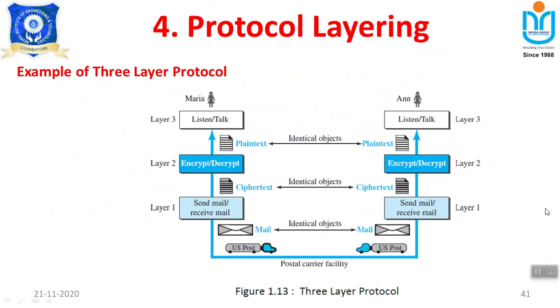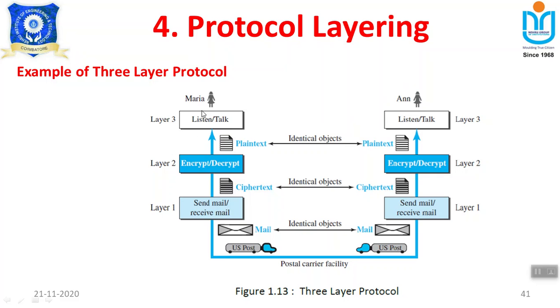And this is the example for the basic requirement of protocol layer. So let us assume that Maria wanted to communicate with Anne. There are three layers that are very important. When Maria wanted to talk with Anne, she will be in a talking mode and Anne will be in a listening mode, we know.